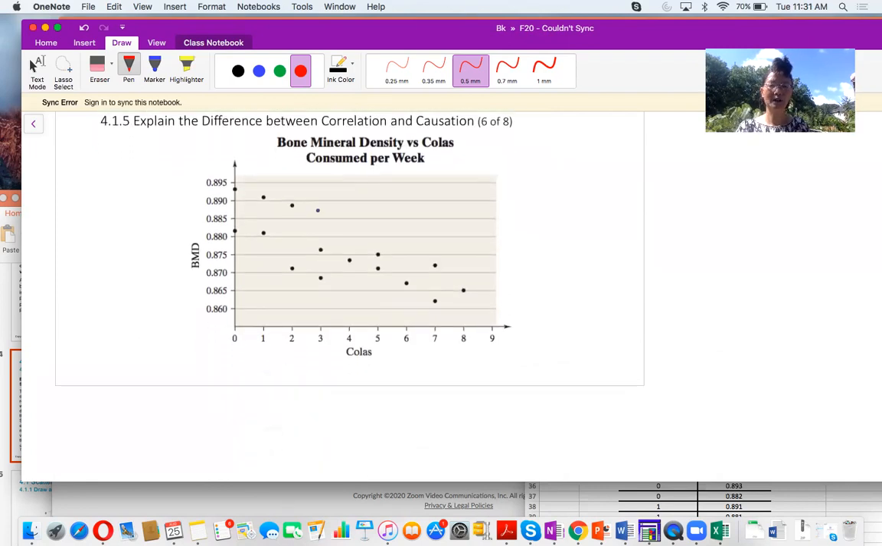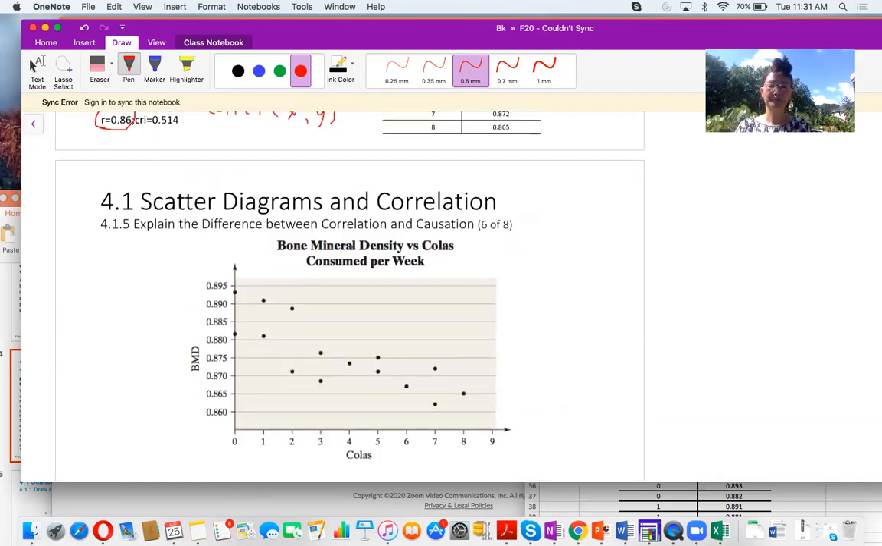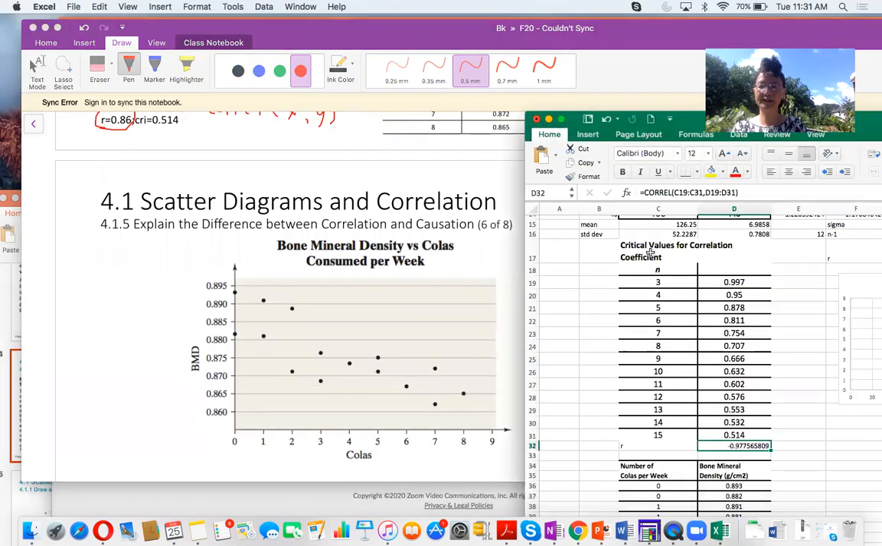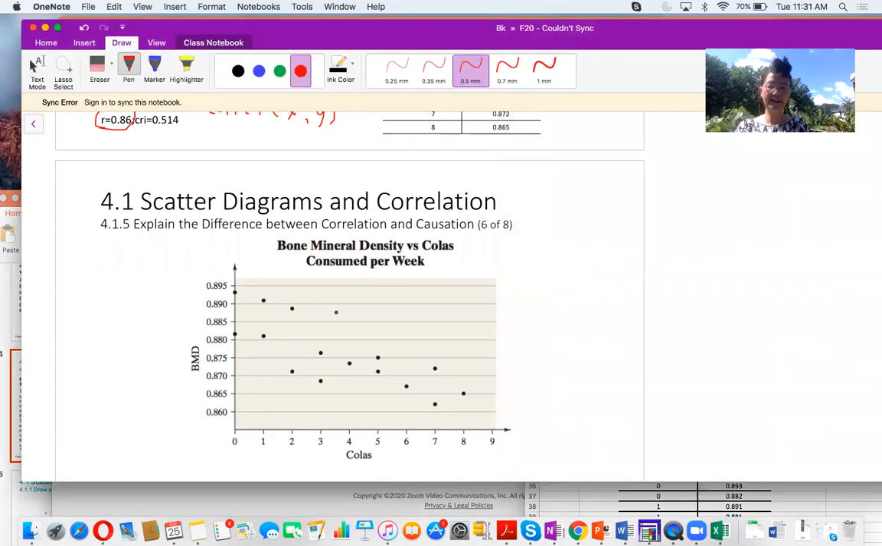This is the scatter plot. By the way, how do you create a scatter plot? You just highlight this data and go to Insert, Scatter Plot, and you get this chart.